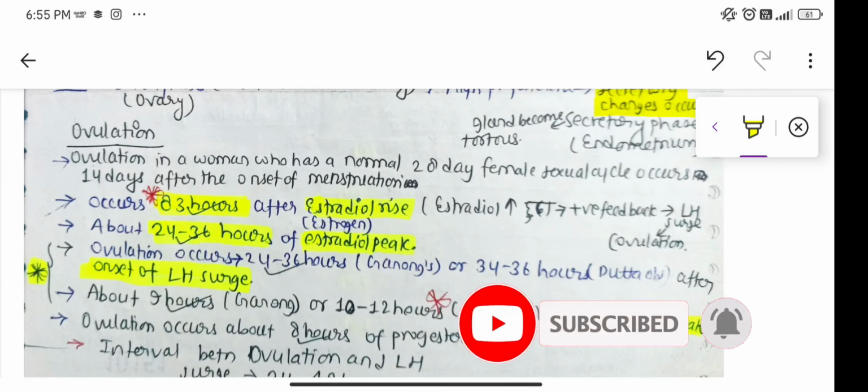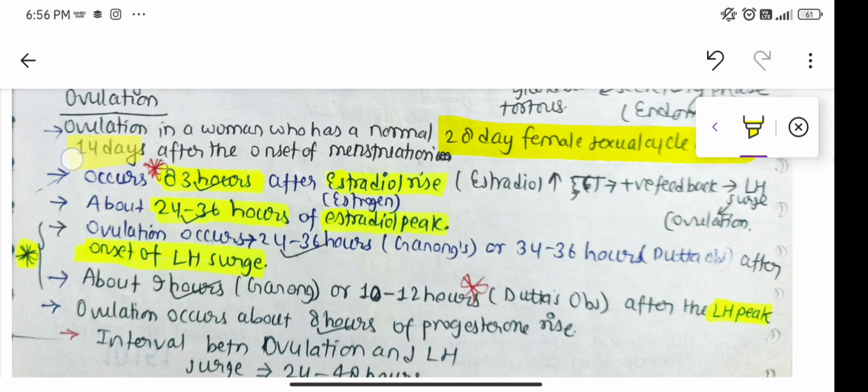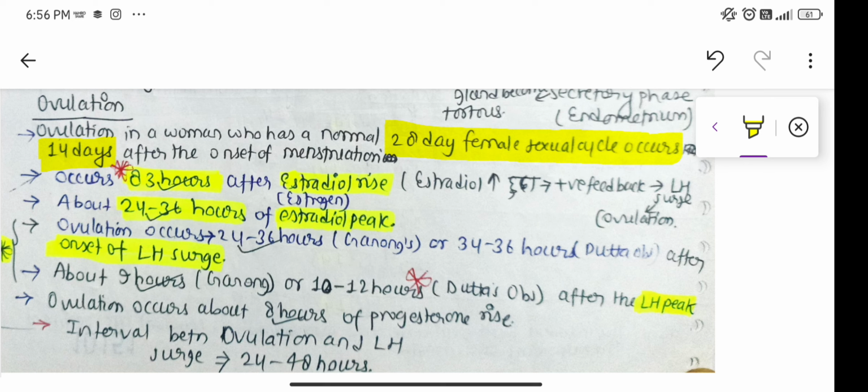Now ovulation, important points about ovulation. In a woman who has a normal 28-day female sexual cycle, that is, a normal menstrual cycle of around 28 days, ovulation will occur at the 14th day after the onset of menstruation. From the onset of menstruation, ovulation will occur on the 14th day. Now we have to understand ovulation from a different perspective.